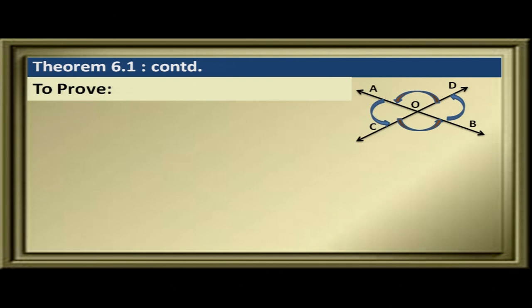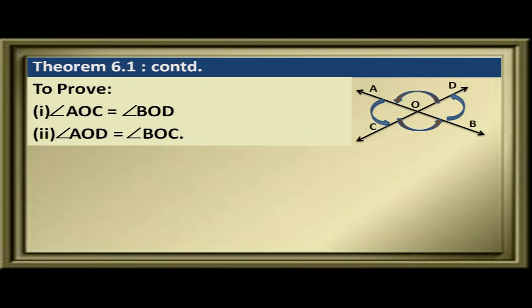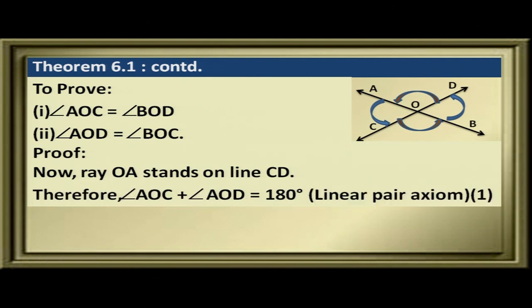What do we have to prove here? We have to prove that vertically opposite angles are equal. That means angle AOC is equal to angle BOD and angle AOD is equal to angle BOC. For this, let's start the proof. Now, you see the ray OA stands on the line CD. So, a linear pair is formed. So, angle AOC plus angle COD is 180 degree, from the linear pair axiom. Let this be equation 1.